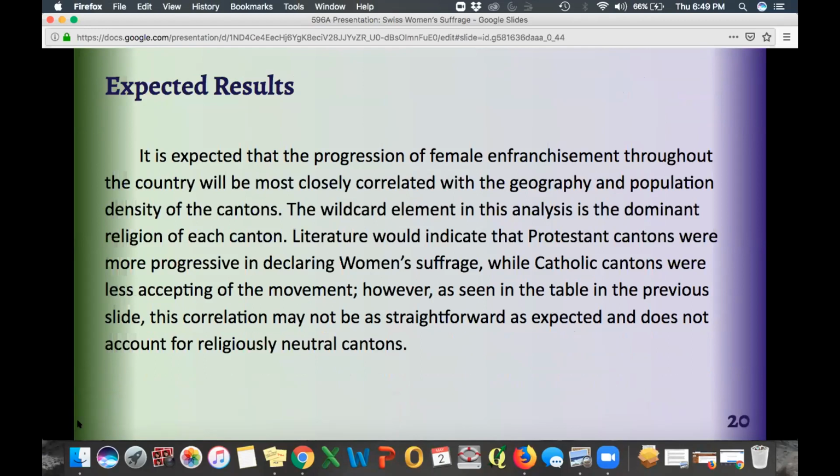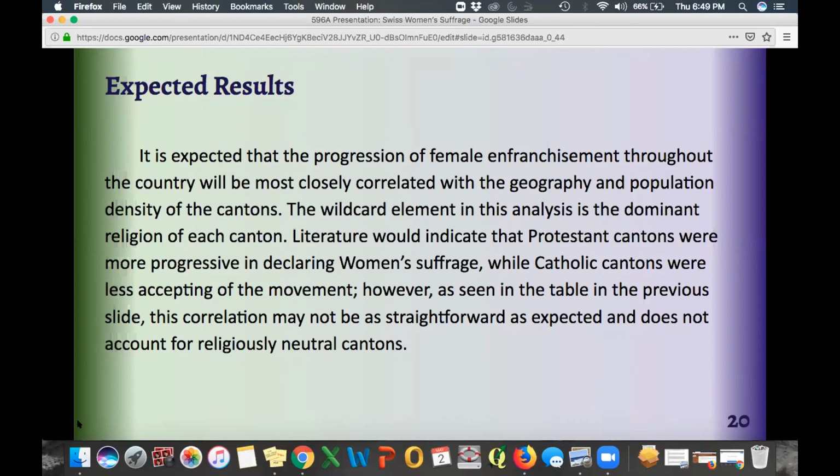So after all the analysis so far, it's expected that the progression of female enfranchisement throughout the country will most closely be correlated with geography and the population density of the cantons. The wild card element, so to say, in this analysis is the dominant religion of each canton. So, like I mentioned, literature would indicate that Protestant cantons would be more progressive, declaring women's suffrage earlier, while Catholic cantons were less accepting of the movement.